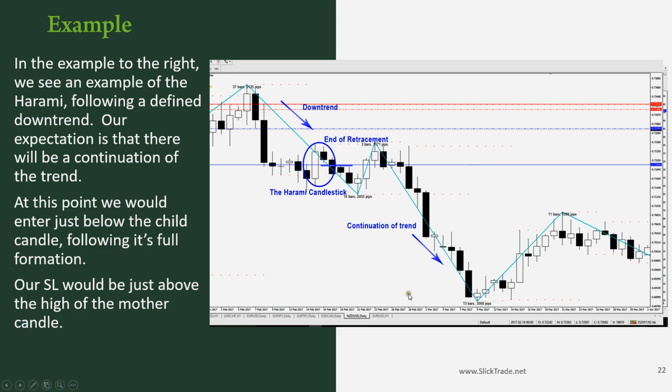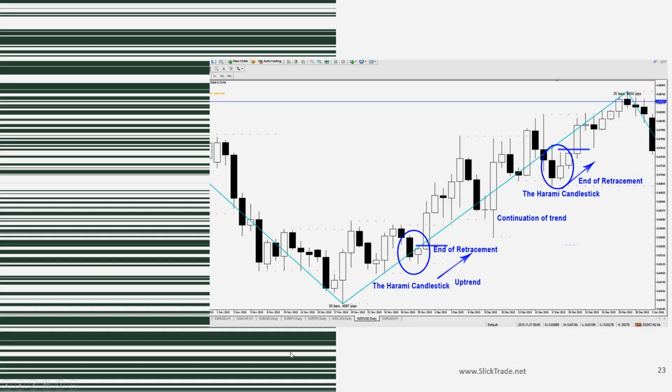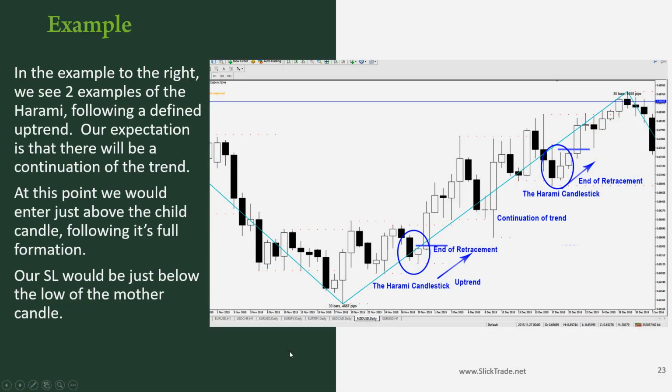Okay. In this next example, we see two examples of the Harami following a defined uptrend. Our expectation is again that there would be a continuation of the trend. At this point, we would enter just above the child candle, following its full formation. Our stop loss would be just below the low of the mother candle, or a combination of the mother and child there.